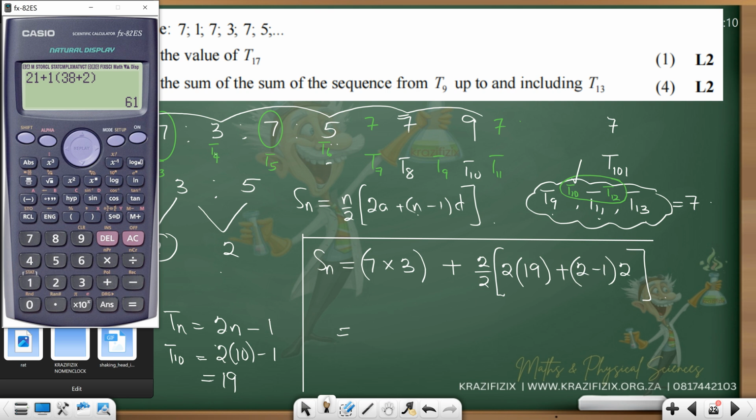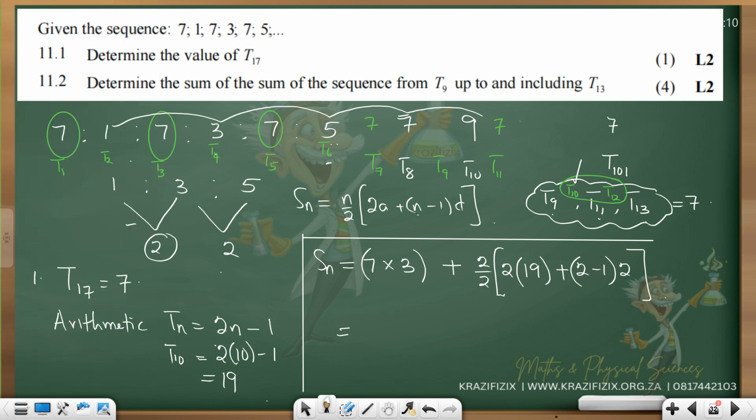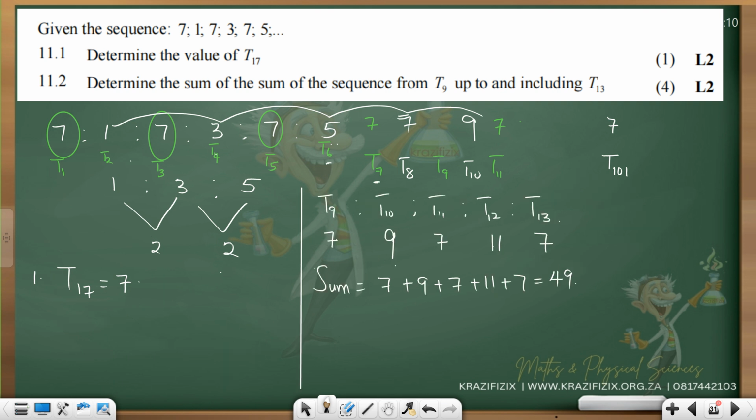Let's see, 10 and 12. Wait, 61. Hold on. Let me check on something. Did we make T9, 10, 11, 12, 13. Let's see something here. This is 21. Yes, talk to me.